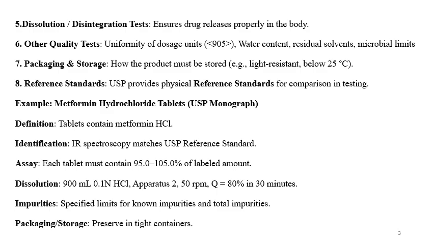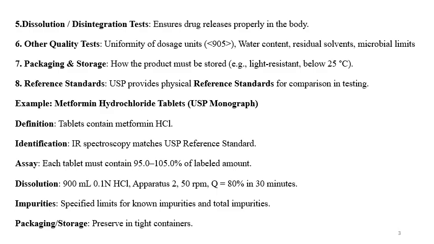Packaging and storage gives information regarding how to store the product and which type of containers and closures are used. What will be the temperature condition, storage condition, that will be written in this part. How the product must be stored, like in a light resistant container, airtight container, below 25° or below 30°. Then reference standards. USP also provides physical reference standards for comparison and testing.